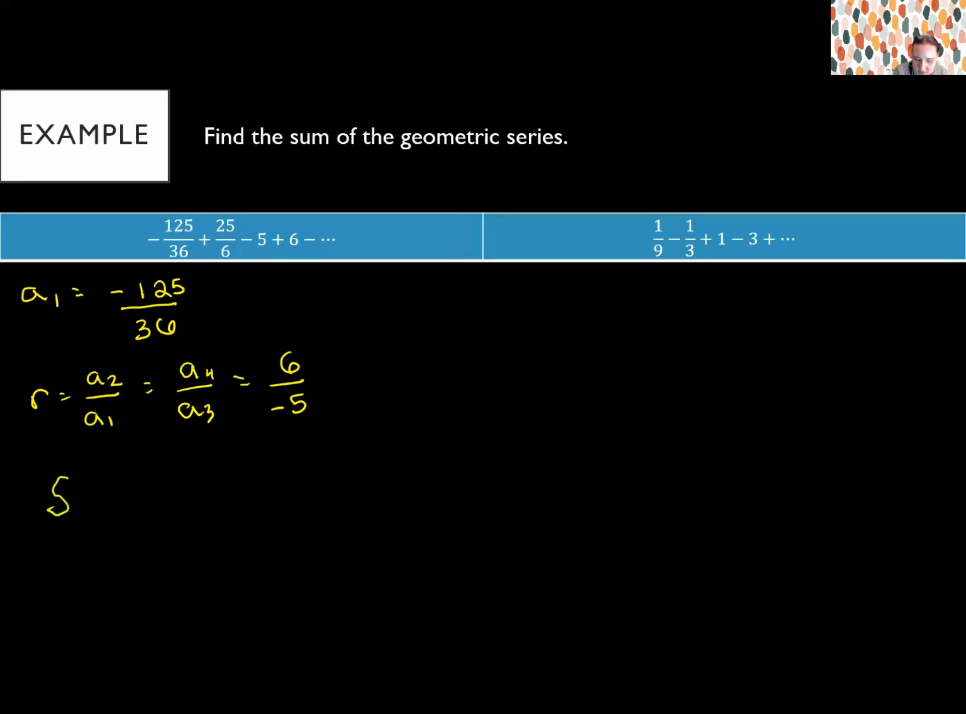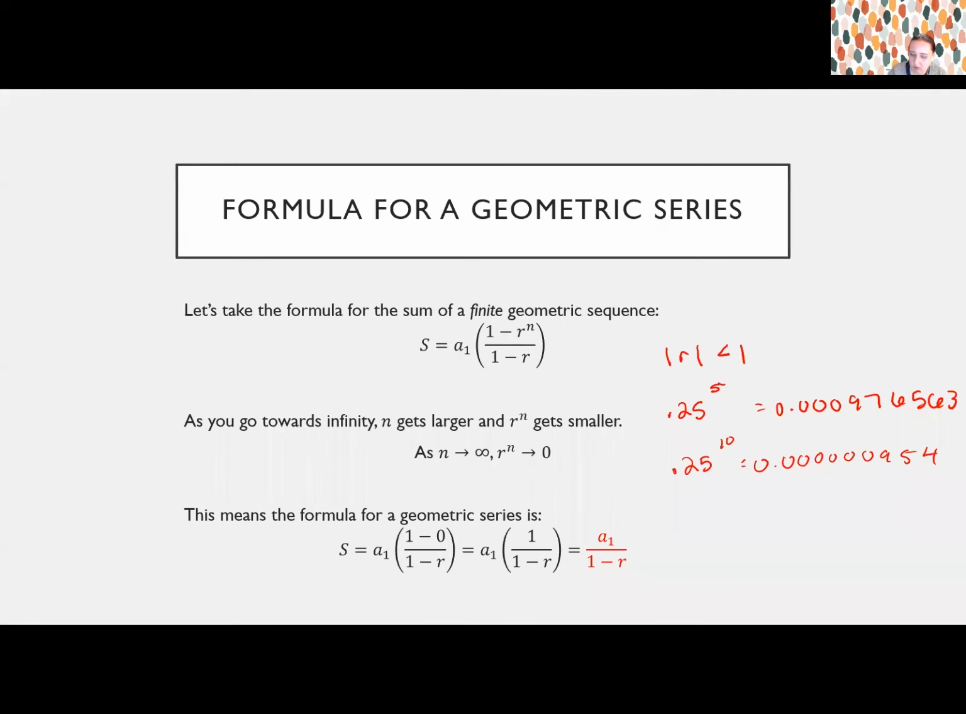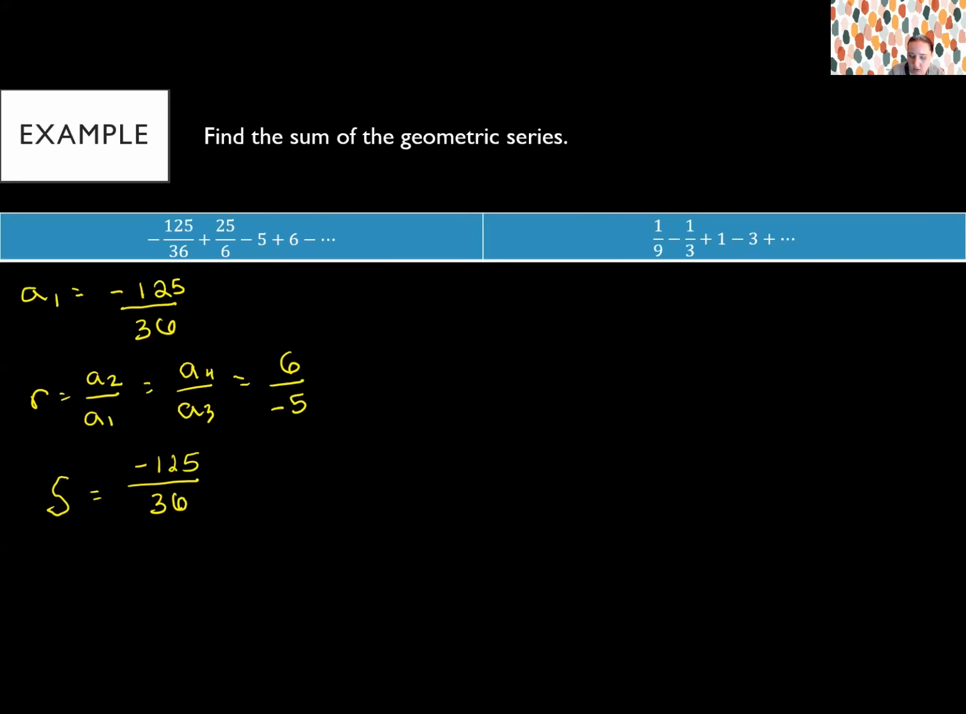So our sum here is going to be A1, so that's negative 125 over 36. And now, because we've already got a fraction there, it might be easier to use this intermediate step where I had the A1 times 1 over 1 minus R, just because we're going to be multiplying by another fraction. Or you may want to just leave it as the A1 over 1 minus R. I'm going to do it this way though, so I don't have a fraction on top of a fraction, or at least it might look a little nicer.